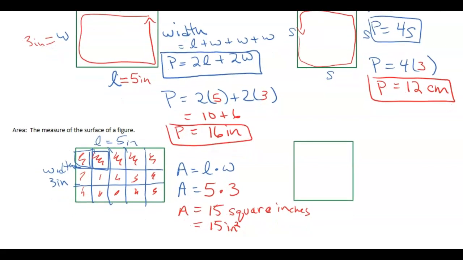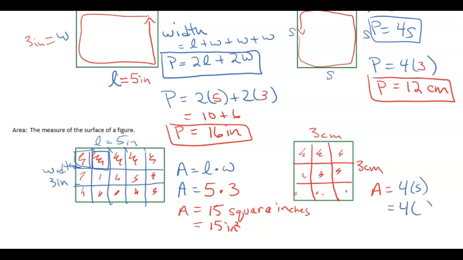If we looked at our example that we had done with the square, it was 3 centimeters by 3 centimeters. Again, we're talking about if we cut it up into 3 by 3, how many little squares are made. In this case, the area would be the side length times the side length, 3 times 3, or 9. So 9 square centimeters, or I can write that as 9 centimeters squared.